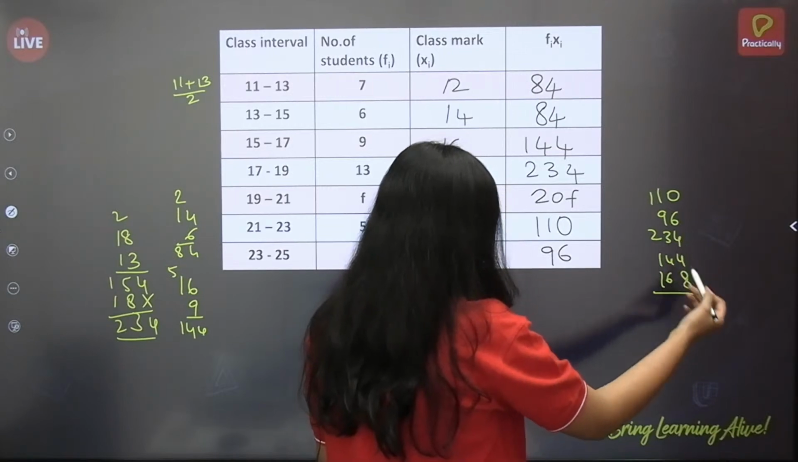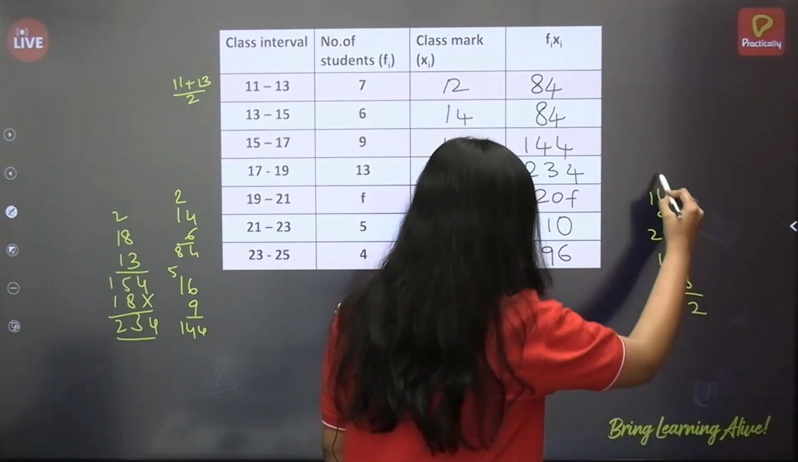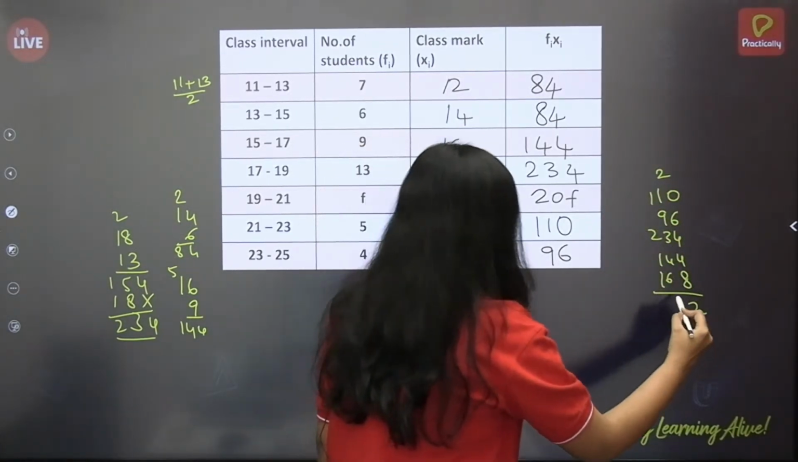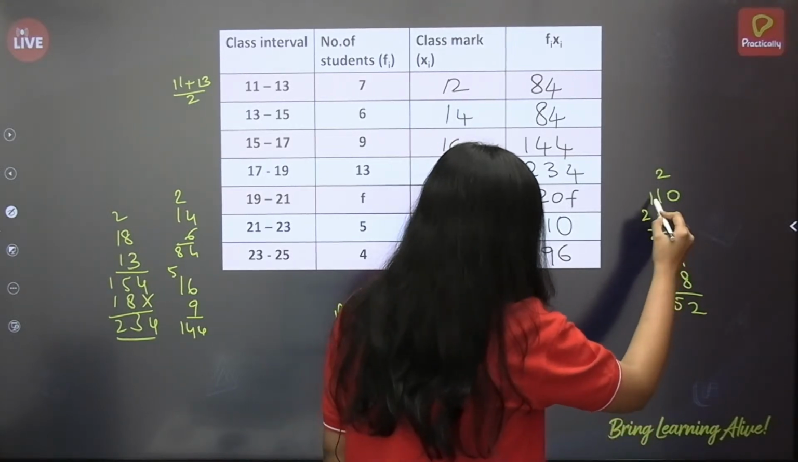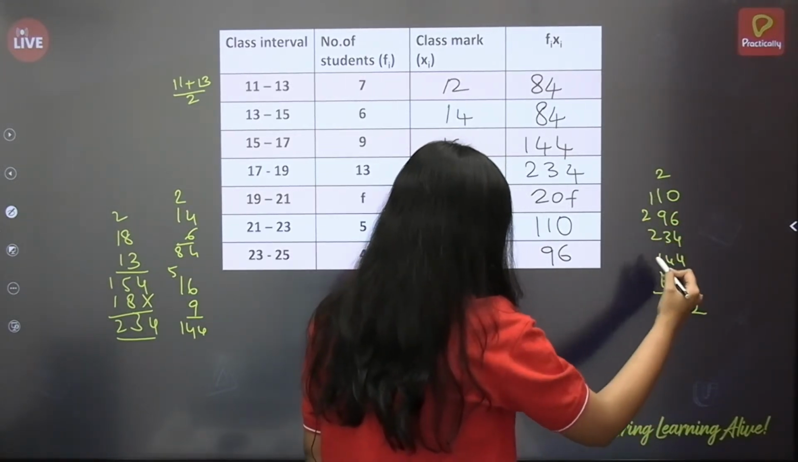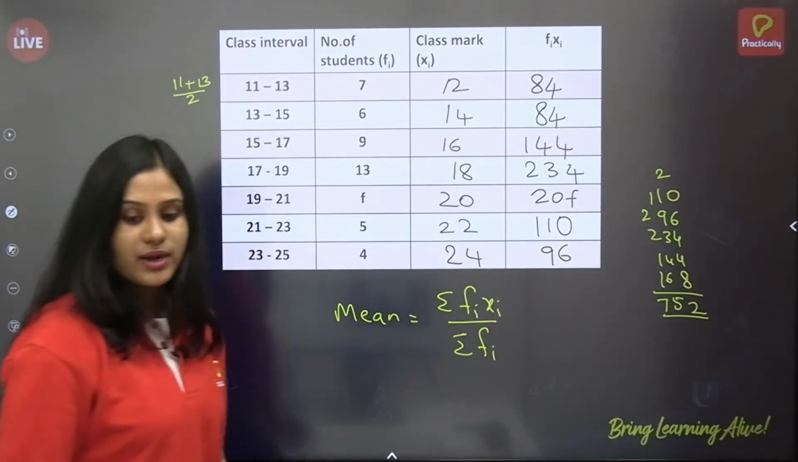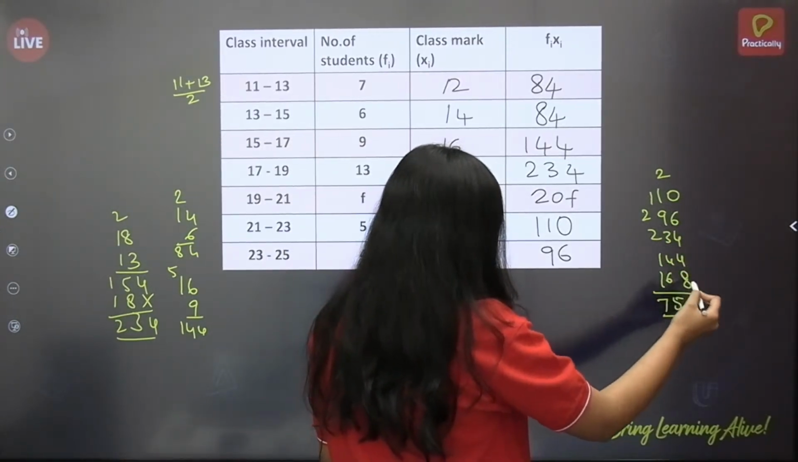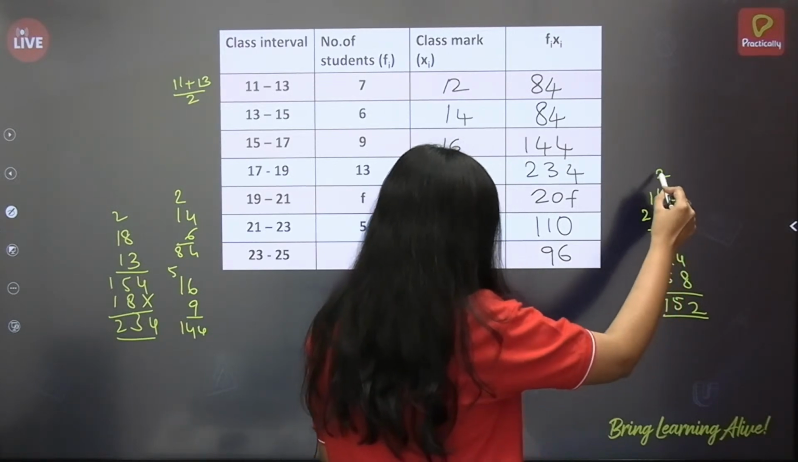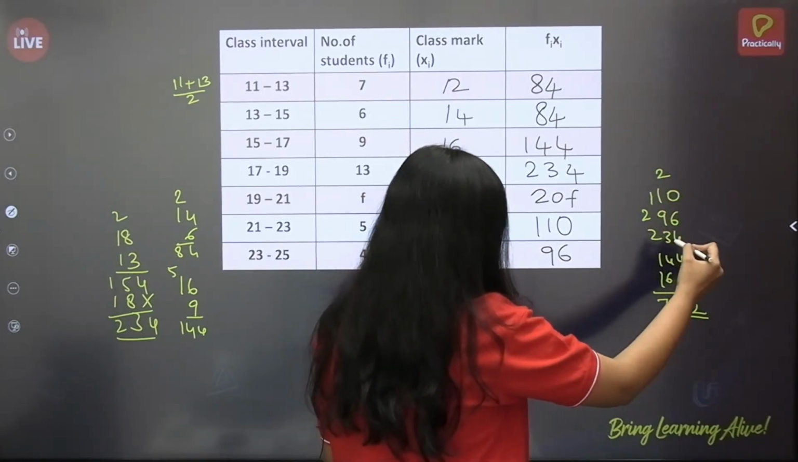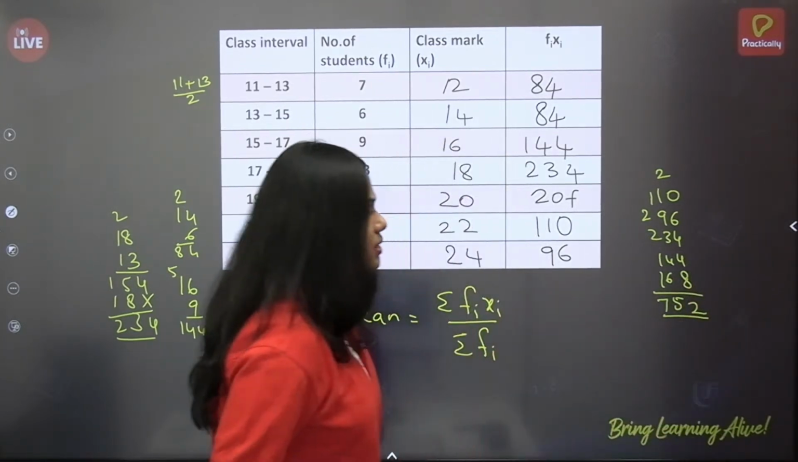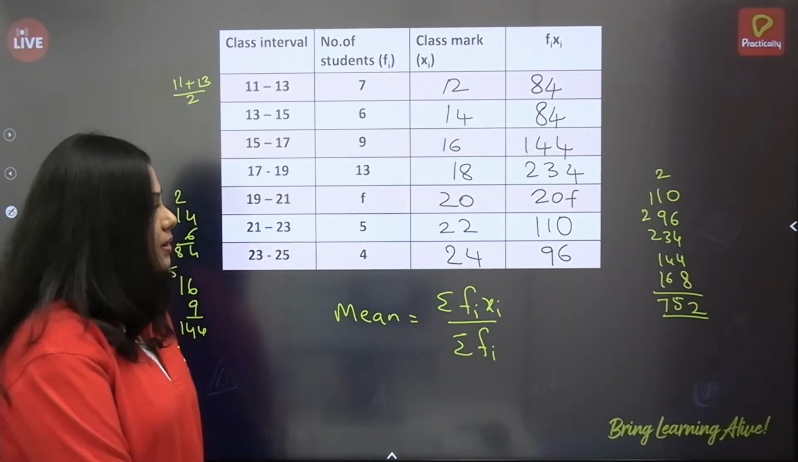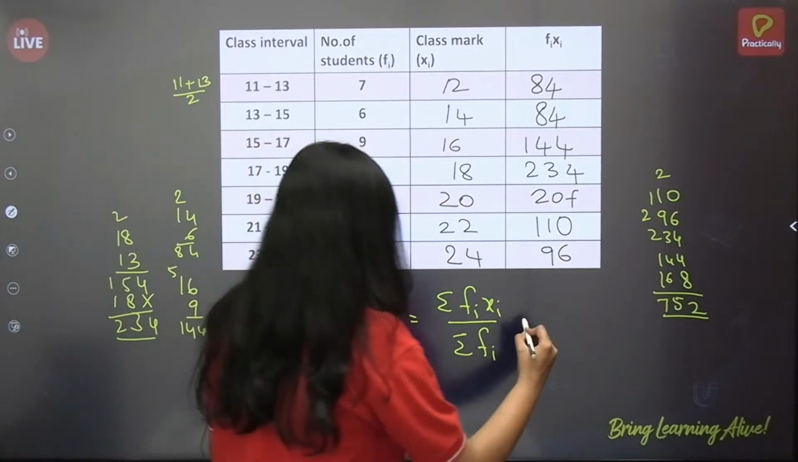6 plus 4, 10, 10 plus 8, 18, 18 plus 4, 22. 10 plus 2, 12, 12 plus 3, 15, 15 plus 4, 19, plus 6, 25. So I got 750, you got 72? Alright, let's check. What did you get? I am getting 752 plus 20. Okay, Aryan, I have understood what you did.